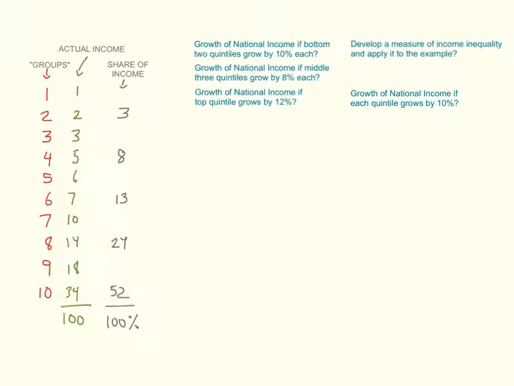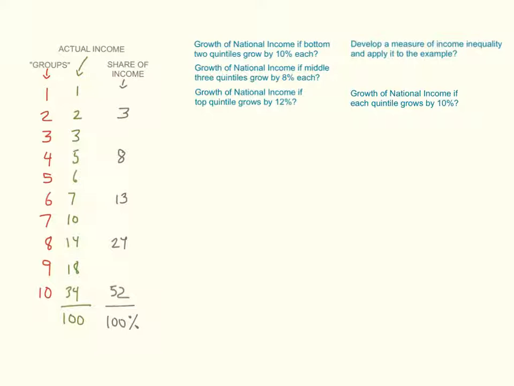We're thinking about an economy that has 10 people, so there are 10 groups or 10 individuals. Of course, each individual could represent more than one person, like a million or maybe 10 million people. But let's just think of one person right now. Each of these 10 people earns this much money. For example, the 10th person, the richest person, earns $34, and the poorest person earns only $1.